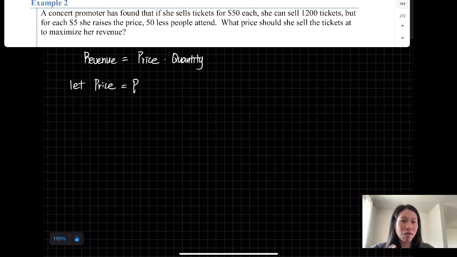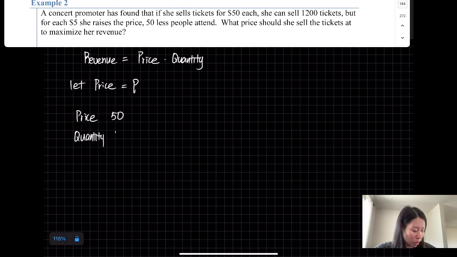When she sells tickets at $50 each, she can sell 1,200 tickets, but for each $5 she raises the price, 15 fewer tickets sell. That sounds like a constant rate of change between the price and the quantity, so there is a linear relationship between them. Now let's list this out. If the price is $50, the quantity is going to be 1,200.